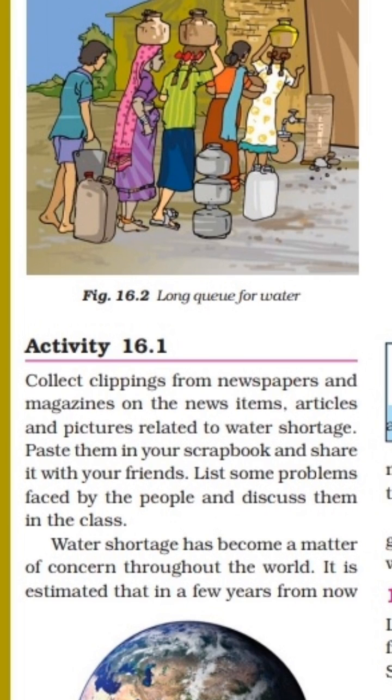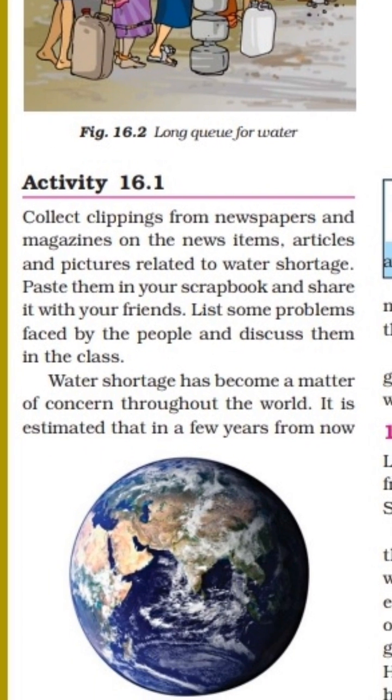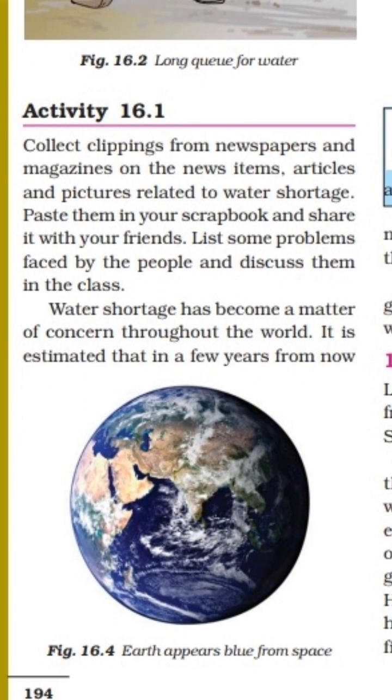Now here, activity 16.1 is a very simple activity. Collect clippings from newspapers and magazines on news items. We have to collect clippings from newspapers and magazines, on news items, articles and pictures related to water shortage. Now in the summer season we get many clippings, much news in the newspaper or magazine, which shows pictures related to the water shortage. Paste them in your scrapbook and share with your friends.